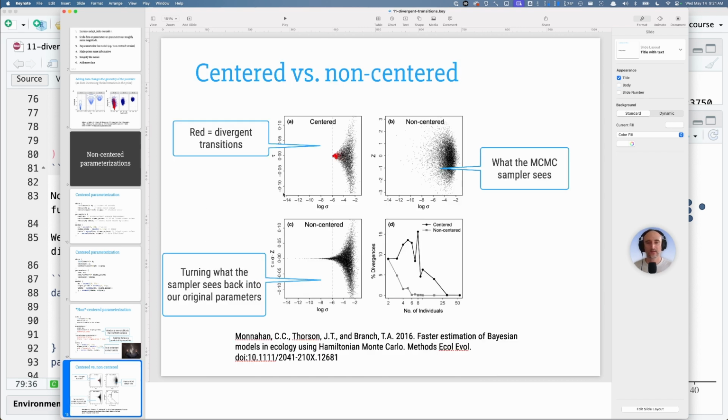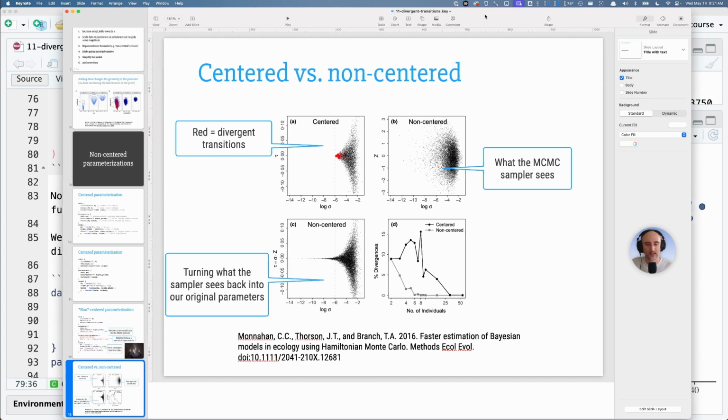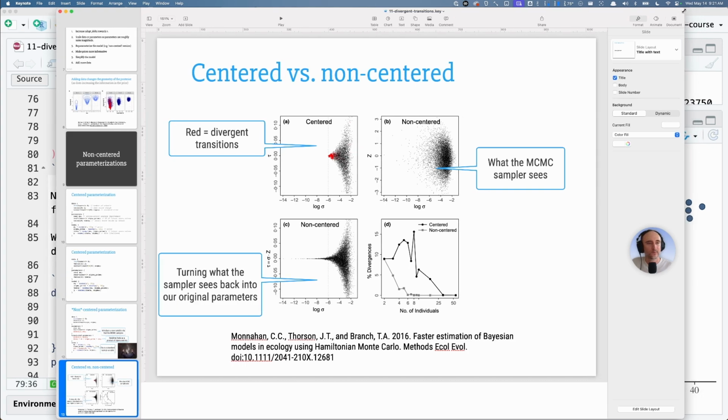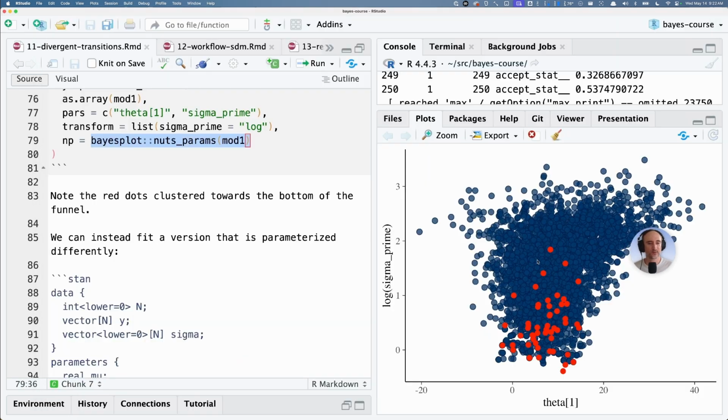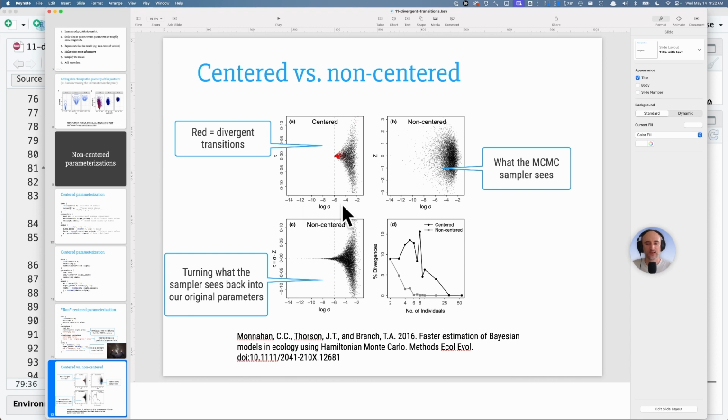So why does that do anything that we want it to do? Well, this is a nice visualization that Cole Monahan has in a paper about 10 years ago now. This first panel here is what we were looking at. It's the same thing as what you're looking at here. It's just turned on its side. So this is log of sigma on the x-axis. This tau here, this is our theta. So you have this funnel. Those are those divergent transitions. The same things that we see here are right here.